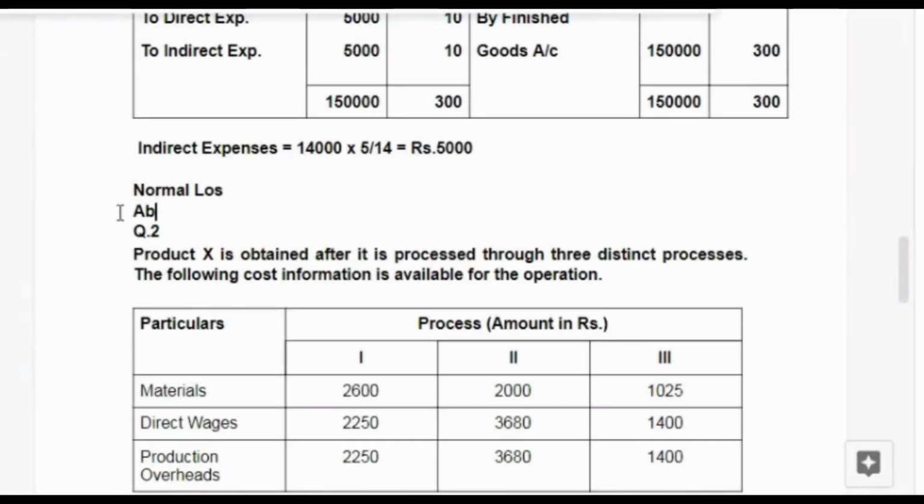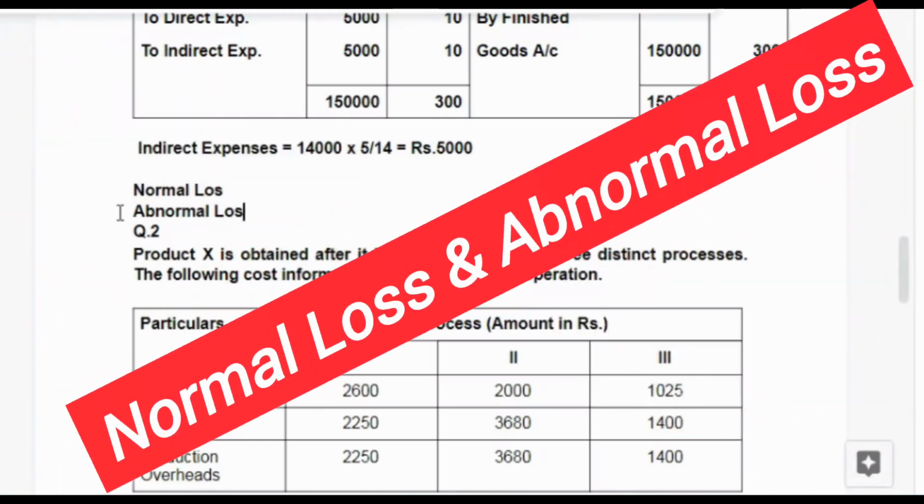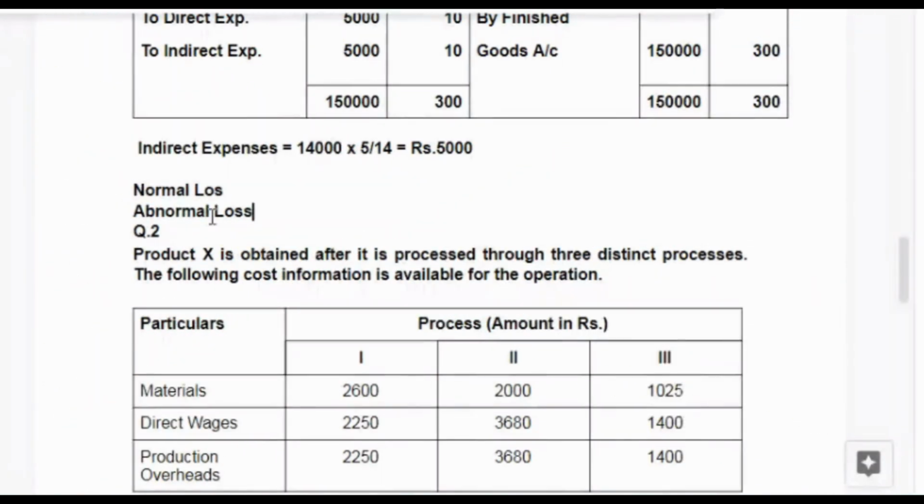The example we are going to discuss today is mainly focused on normal loss and abnormal loss. So what is normal loss and what is abnormal loss? We have already discussed these things, and you know the concept. You have already learned it in your other subject, like compulsory accountancy.